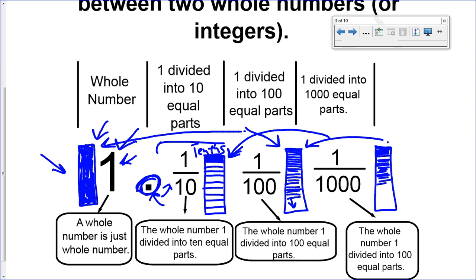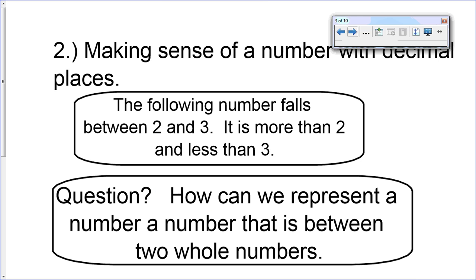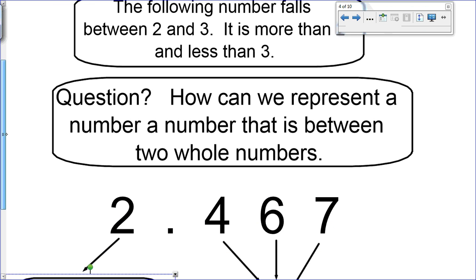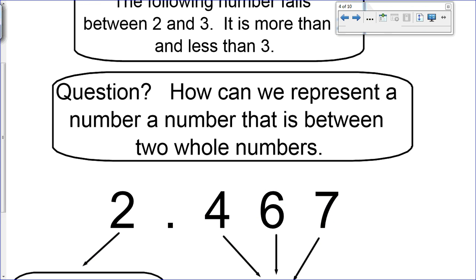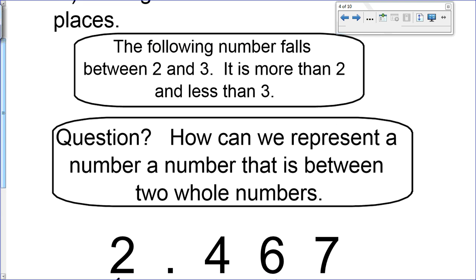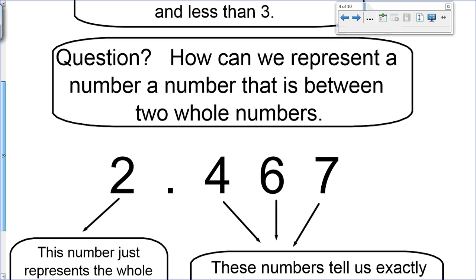So that is how a number with decimal places is constructed. But more specifically, if we're trying to make sense of a number with decimal places, okay, we're going to look at a specific number, and it's the first 4 digits of the big long number that I asked you about at the beginning, okay? So the following number, it falls between 2 and 3.